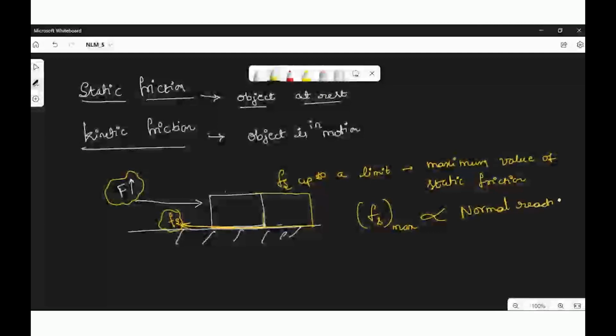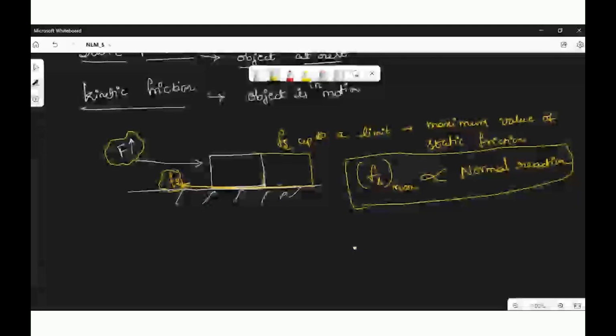So what is this normal reaction? I think I have told you in some class. Do you remember? Yeah, you have told, but I don't remember really. It's a part of contact force, right? That's how we look at it in the chapter of NLM.